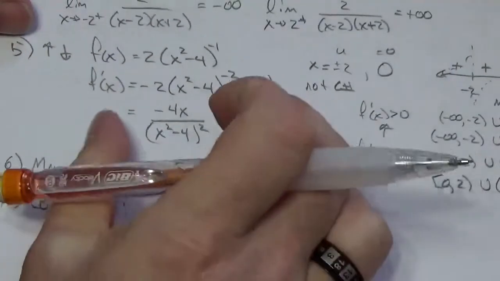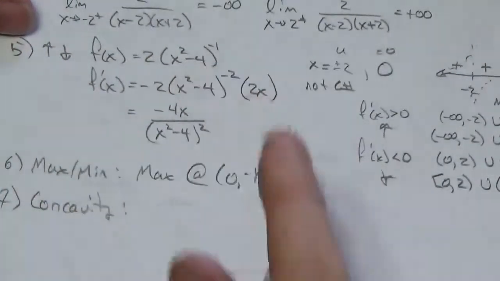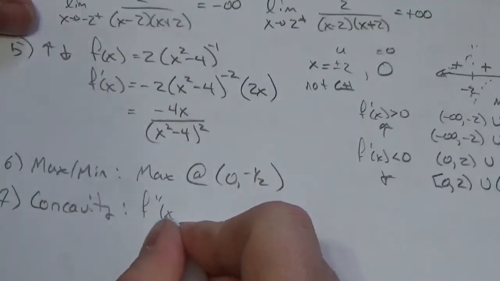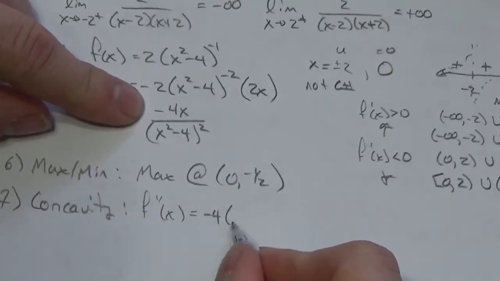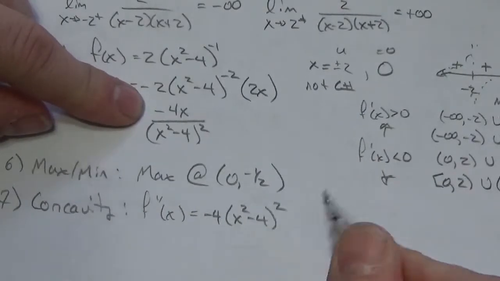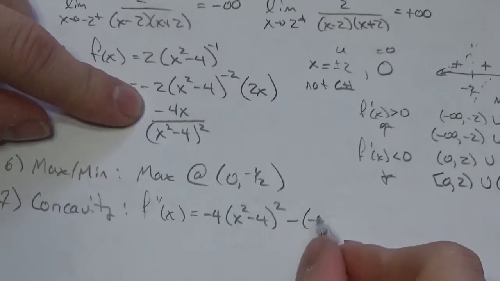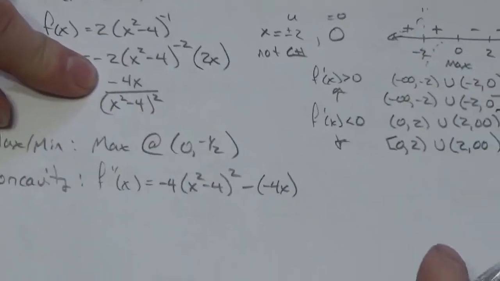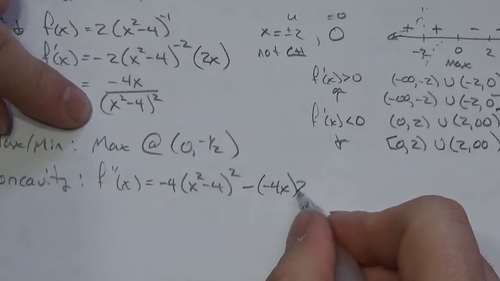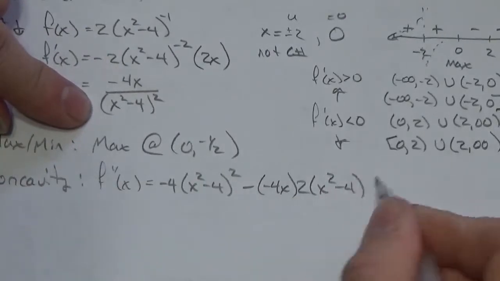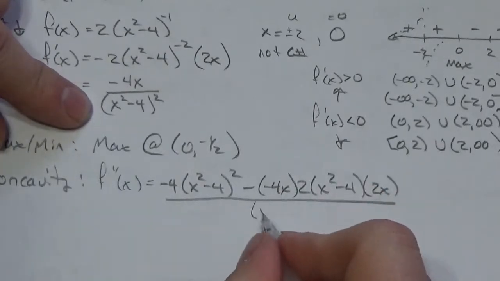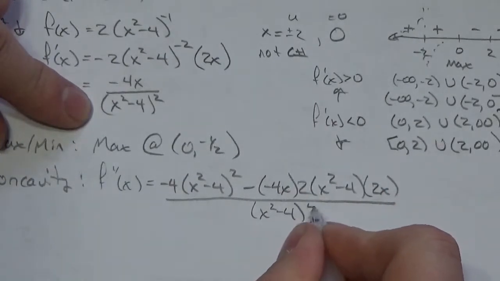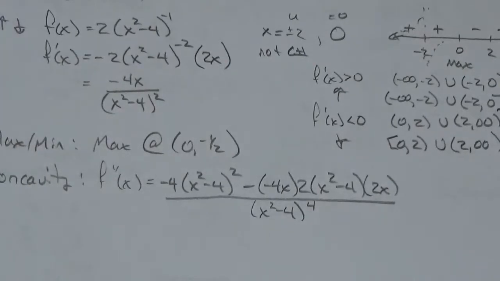So let's use the quotient rule this time. It's always good to practice the quotient rule. So the derivative of the numerator will be negative 4 multiplied by the denominator, minus the numerator multiplied by the derivative of the denominator, which will be 2 times x squared minus 4 multiplied by 2x. So that's kind of a beast, that guy right there. And then this will be over the denominator squared. Got to remember to square that, so it becomes to the 4th.